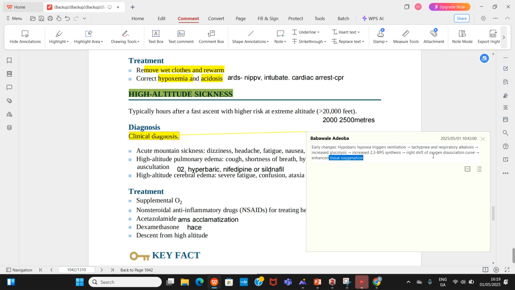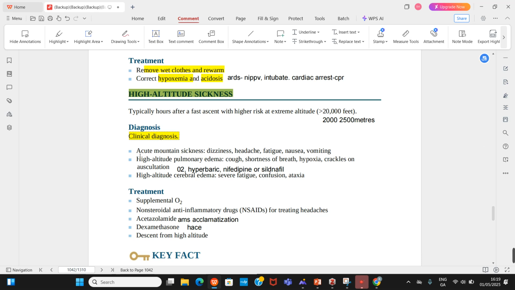Now, don't forget, if you do not come down, this adaptation cannot sustain the person for a long time. So the person is going to have a chronic respiratory alkalosis, and a lot of alkali in the body is bad for the brain. So what happens? They are going to have acute mountain sickness. They start having dizziness, headache, vomiting, nausea, fatigue. So once they tell us that somebody ascends to the mountain, and within 12 hours the person is already having dizziness, headache, nausea, vomiting, automatically, that is acute mountain sickness.